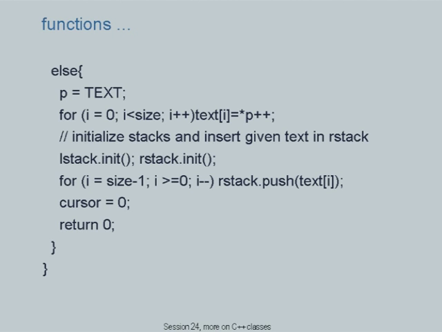This is the implementation: if that is not so, then whatever is the pointer I got from the main program, I will assign it to my local pointer p, and for i equal to 0 to size minus 1, I will keep putting the value pointed to by p into the ith element of text. Notice the use of pointers. *p++ means first use *p, which is the contents of p, which will be the 0th element initially of the given array. I'll push it into the 0th element here. Then I will take the next element because p++ will mean point to the next element, and so on. When I complete this loop, my text array would have been initialized.